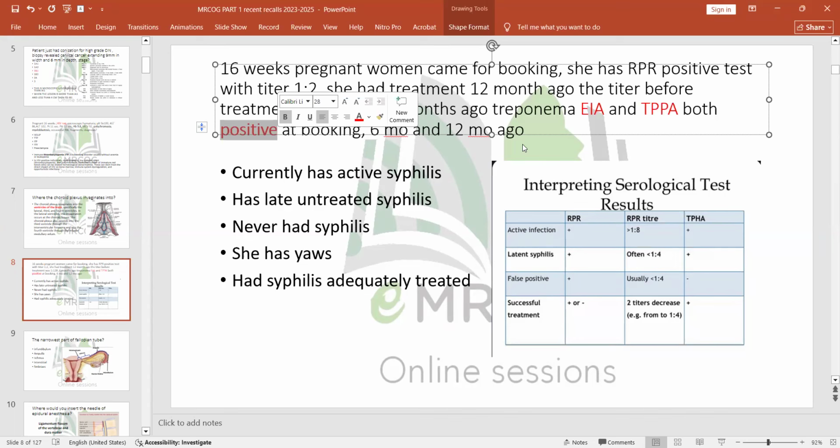Now the question is, is it an active one, a primary one, or a secondary one, or a tertiary one, or a latent one? When we say active syphilis, that means primary, secondary, or sometimes tertiary. When we say latent syphilis, latent is early latent and late latent. Forget about all this. I know for sure that this woman has syphilis. Now the question is, is it treated or untreated? And is it active or not?